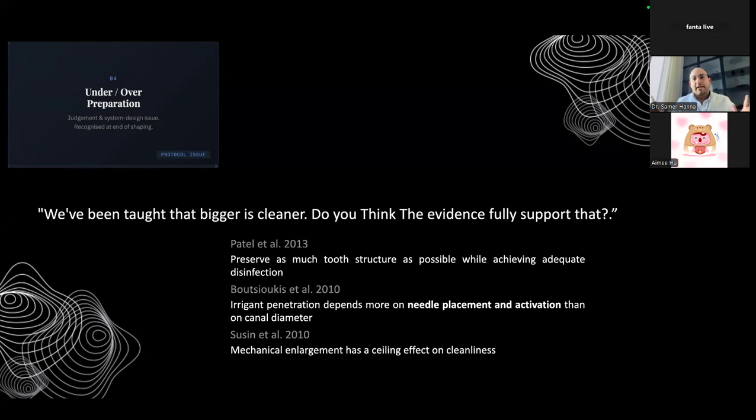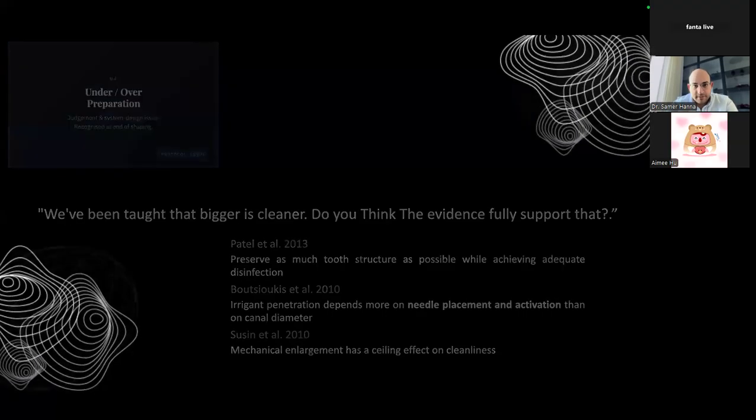So even if I have a big canal and then I introduce the irrigation tip only up to 1 millimeter from the coronal third, then definitely I will not be cleaning anything. However, if I have a good sized canal with the correct placement of my needle, I will have way better disinfection. And then a study in 2010 agreed that mechanical enlargement has a ceiling effect on cleanliness, and that means that if, for example, we reach up to 25/04 or 30/04, depending on the case, this is the maximum we can clean by files, but the rest we have to rely more on irrigation.